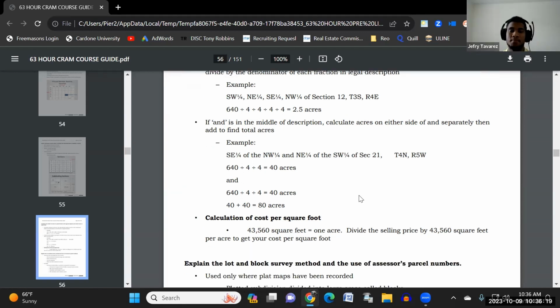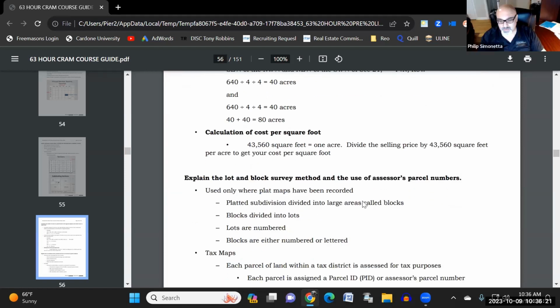Got it. Another number you have to remember is 43,560 square feet equal 1 acre, right? So in a section, if you have 640 acres, how many square feet would that be? You would have to take 640 times 43,560, and that would tell you how many square feet are in 640 acres, right? So you got to remember that, okay?